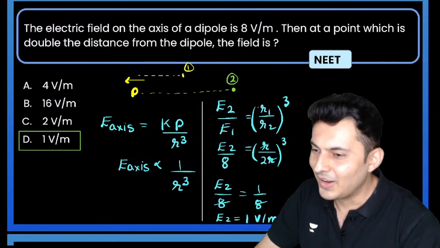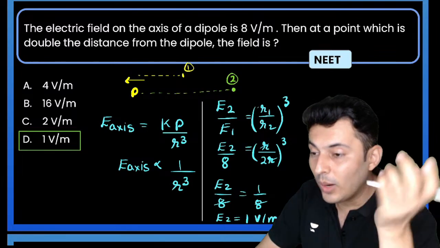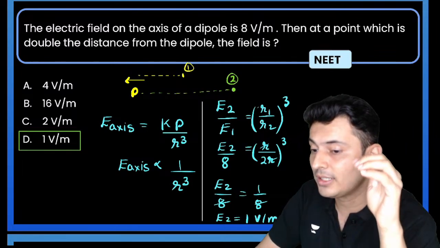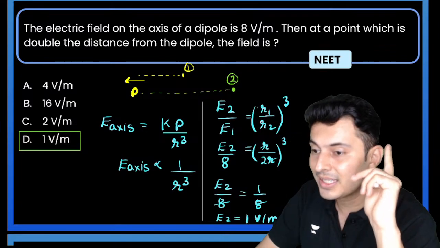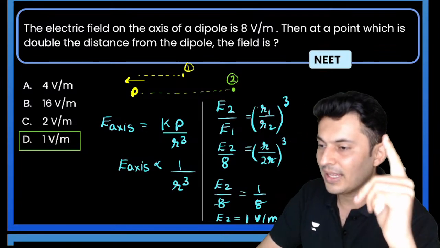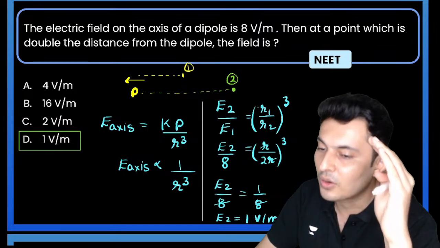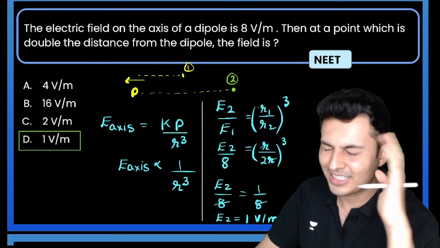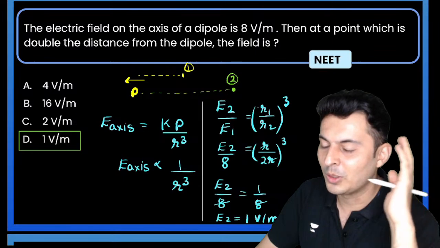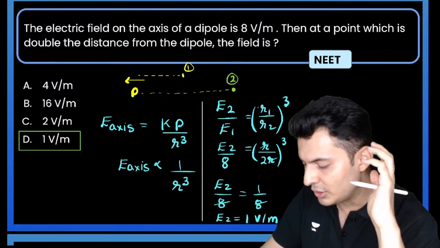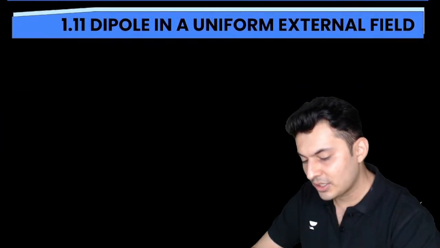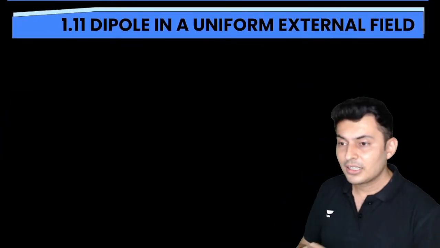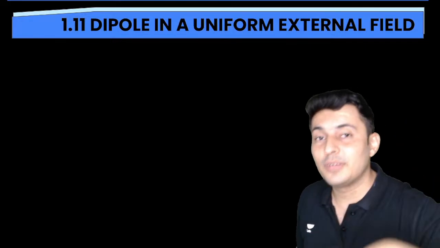Awesome. Understood. It is inversely proportional to the cube of the distance, not square. A lot of students think it is square and that's why they get the answer as 2, and that is wrong. I know, Arjit. That is a common mistake. Okay, don't worry. Problem solved. Let's move to the next concept, and that is dipole inner field.